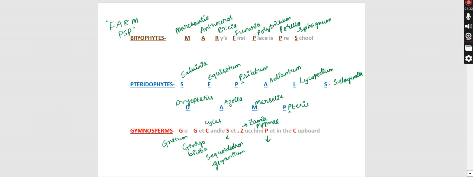Coming to P, it is for Pinus and C for Cedrus. Here I mentioned S and G at one place. This is the giganteum, the tallest living plant, and this is the smallest gymnosperm. So that is how we can remember all the examples using these sentences.